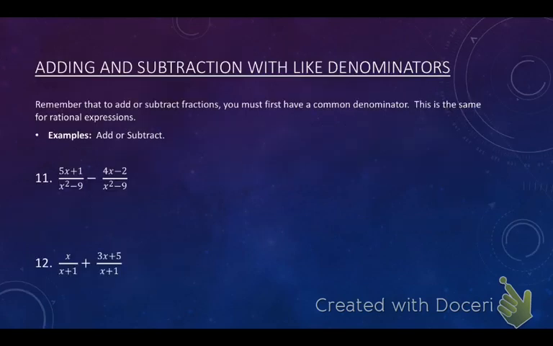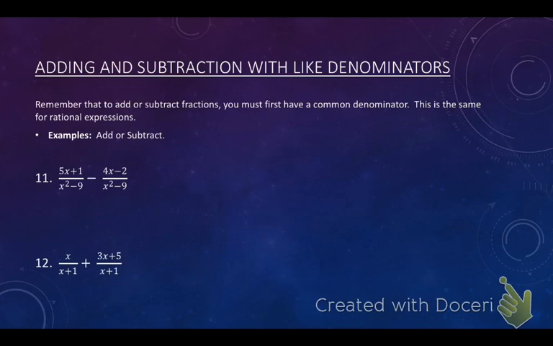So, whenever we add and subtract with like denominators, it's the same thing. Remember, just like any other fraction, if it has the same denominator, then you're just going to add straight across. You do not add the bottom. Okay? The only thing you do is add straight across.